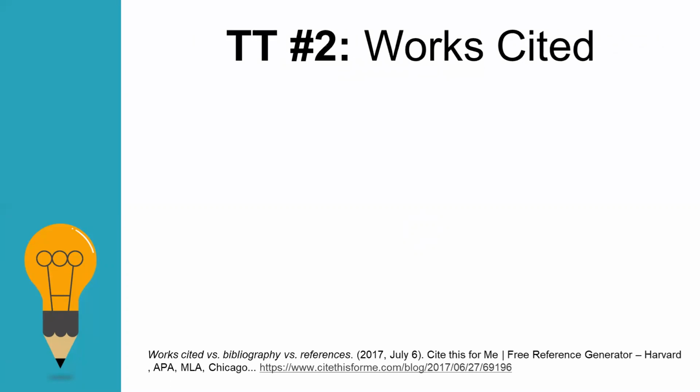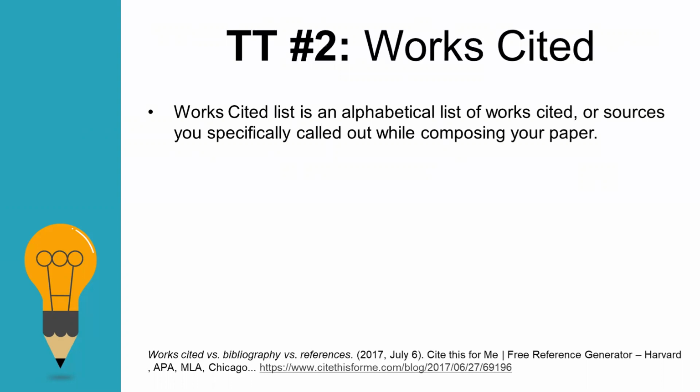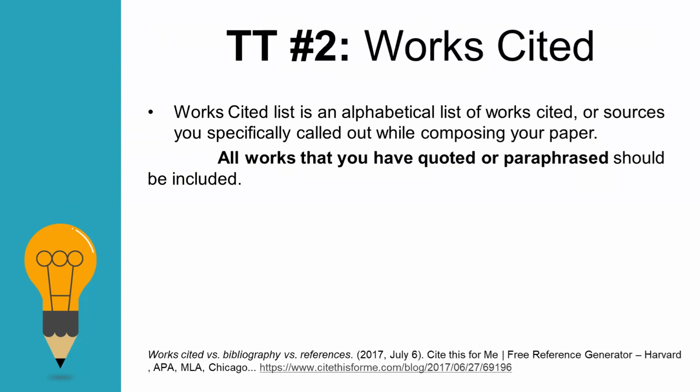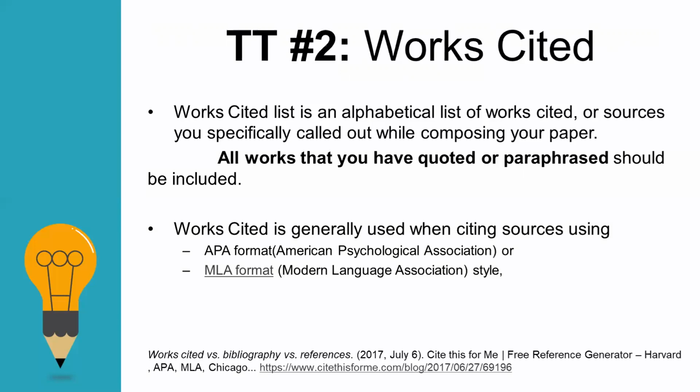The second thing to remember is works cited. Now, works cited list is an alphabetical list of works cited or sources you specifically called out while composing your paper. All works that you have quoted or paraphrased should be included. Many times we think we have paraphrased the statements, so there is no need to cite. No, you have to quote or paraphrase, or works should also be included with citation.